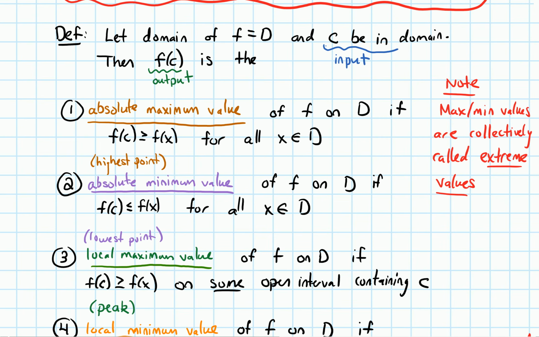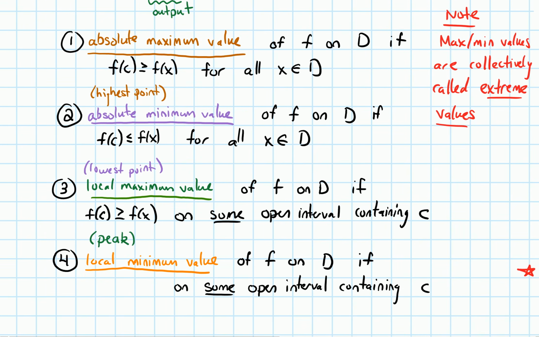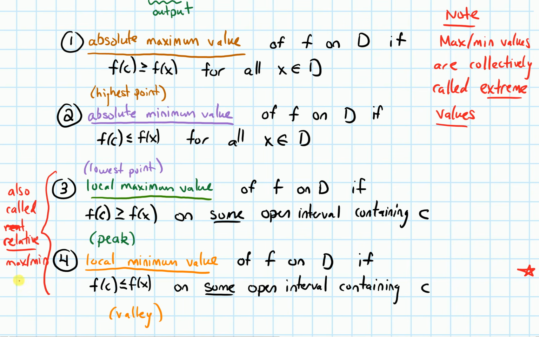All right, so finally we can define local minimum value in a very similar way. The thing that I would change is I would say that f of c needs to be less than or equal to f of x on some open interval containing c. And conceptually, this would look like a valley, typically in a graph. So a low point in a graph. Sometimes local maxes and local mins we call relative maxes or relative mins, so these are also called relative max and min values. Absolute max and min values are sometimes also called global max or min values.